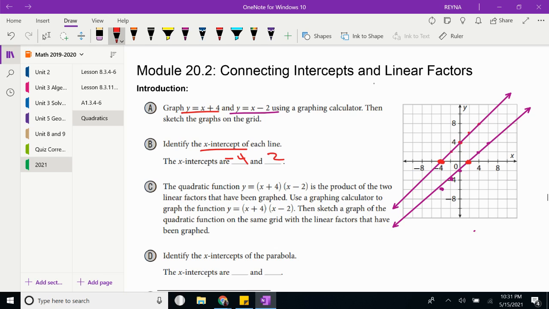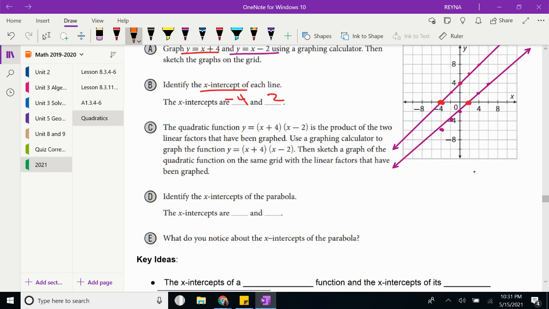Okay, but why are you showing us this? I'm going to show you exactly why. So let's say I want to put these two linear equations together and make them a quadratic equation. So we're going to multiply them. Let's take our box and let's do x plus 4 on the top, x minus 2 on the bottom.